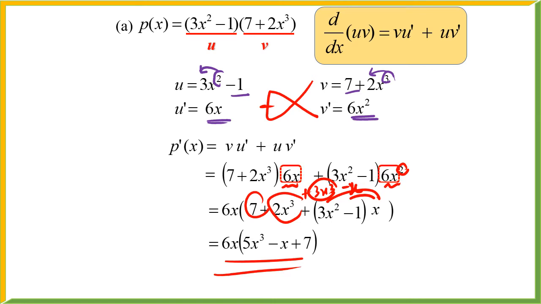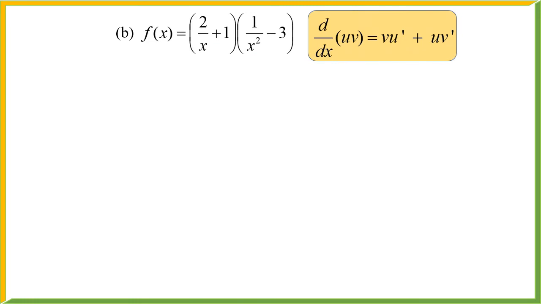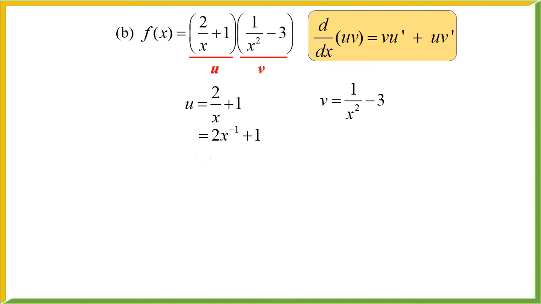Okay, so let's see question B. So we have multiplication between two expressions, which is 2 over x plus 1 with 1 over x squared minus 3. So if we use the product rule, we label u equal to 2 over x plus 1 and then v equal to 1 over x squared minus 3. So differentiate each of the expressions. So u prime is equal to, this 2 over x is equivalent to 2x to the power of negative 1. So differentiate, we get negative 2 of x power of negative 2 plus 0. And then for v prime, this 1 over x squared is equivalent to x power of negative 2.